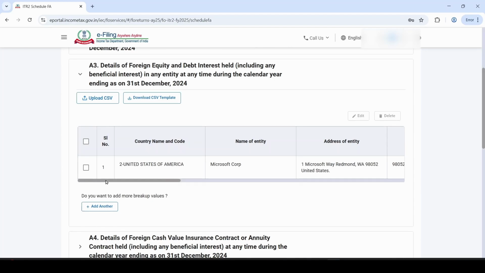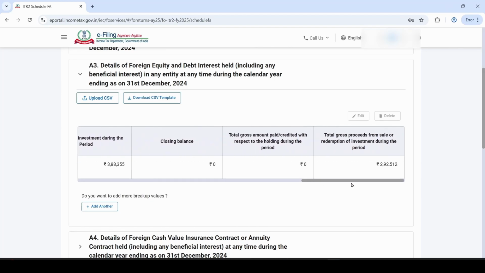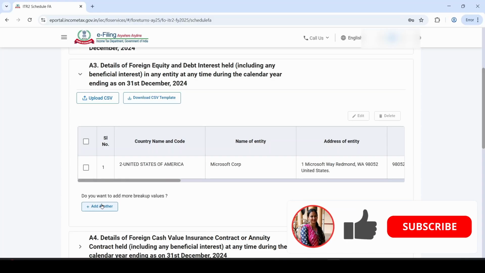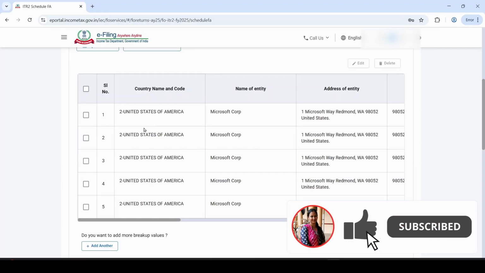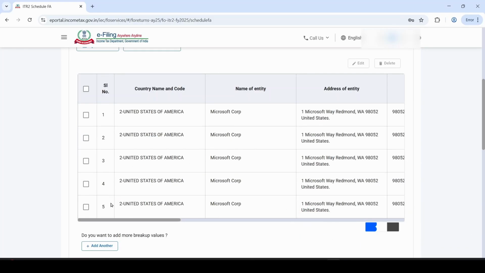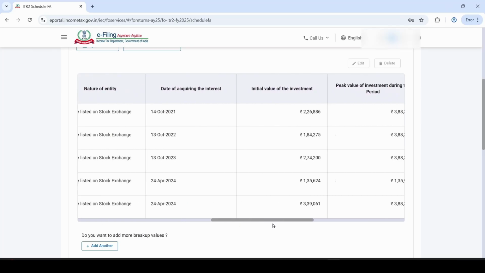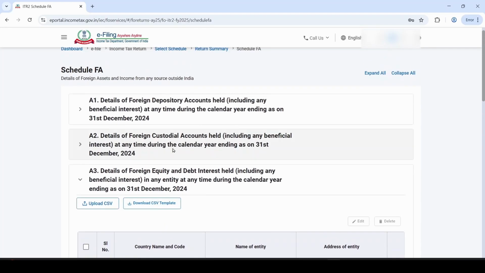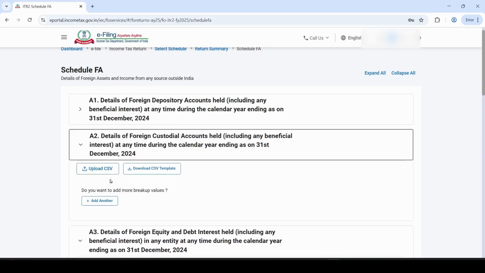Here you can see our first entry is reflecting here. In same way, by clicking on add button, I am doing the remaining entries. Here you can see I have done all the remaining entries in same manner. Now click on point A2, details of foreign custodial account. Here we need to provide details of our foreign broker account. Click on A2, click on add.